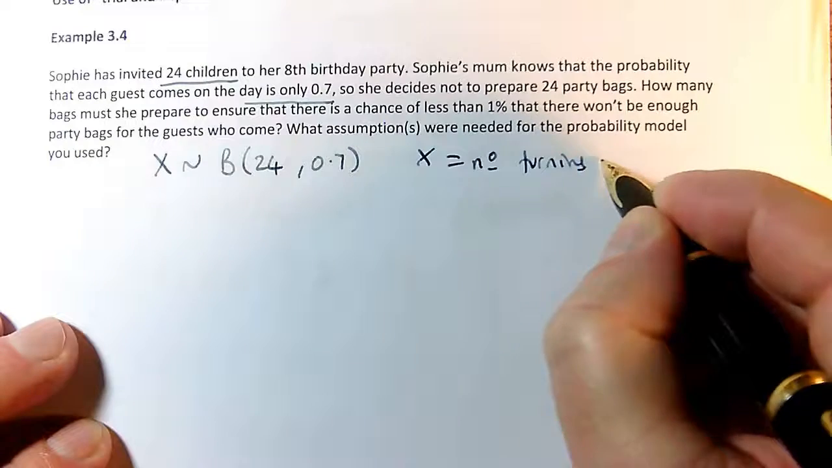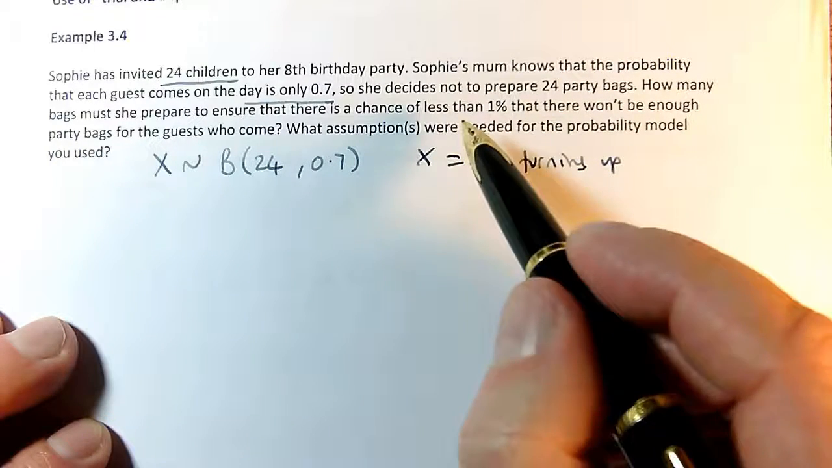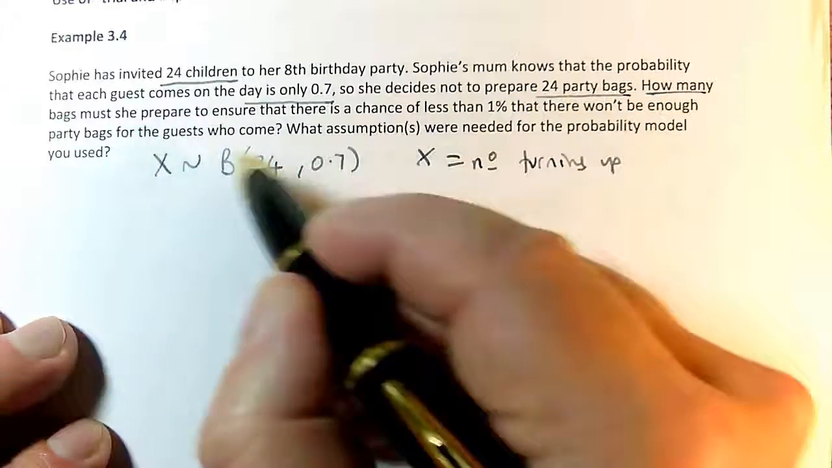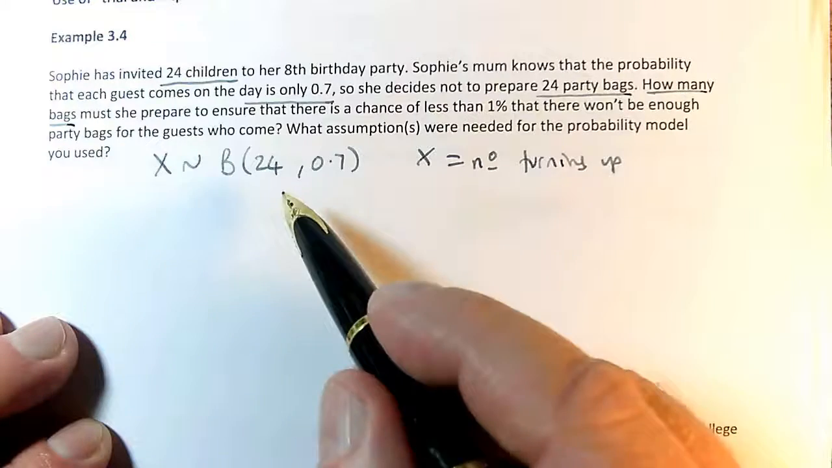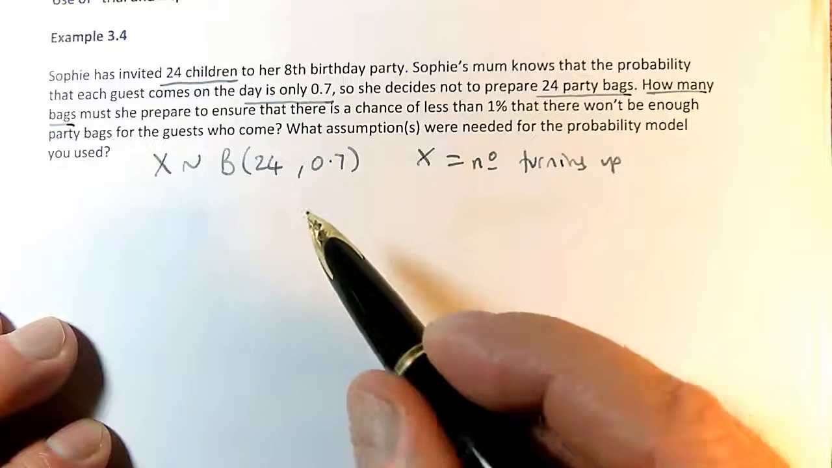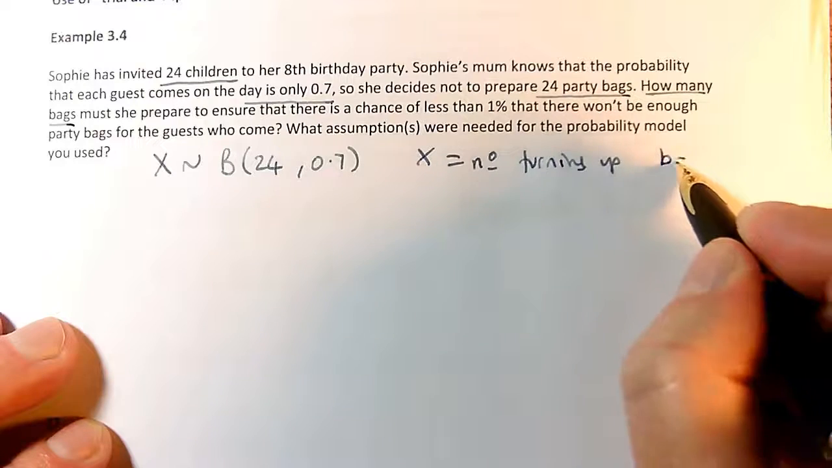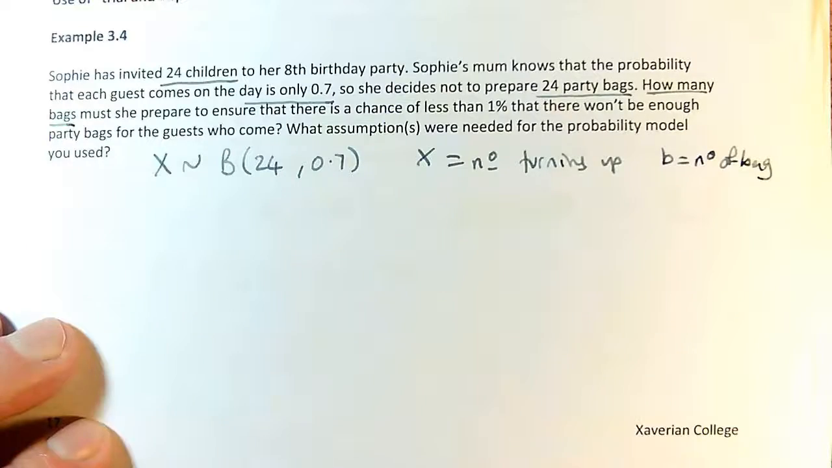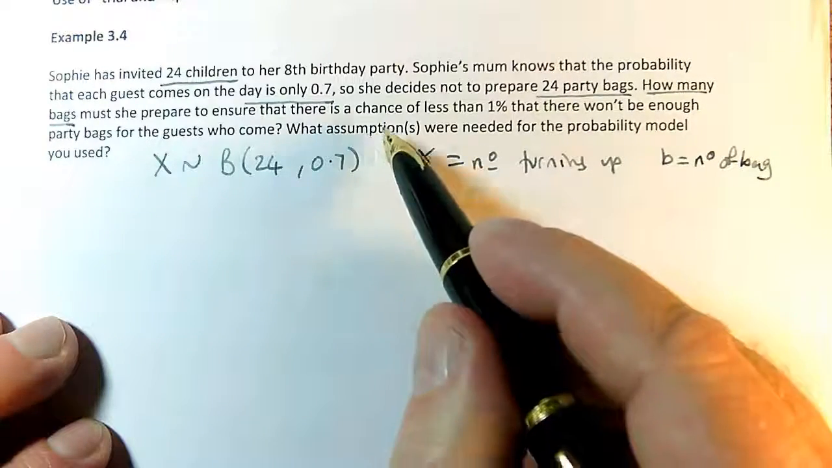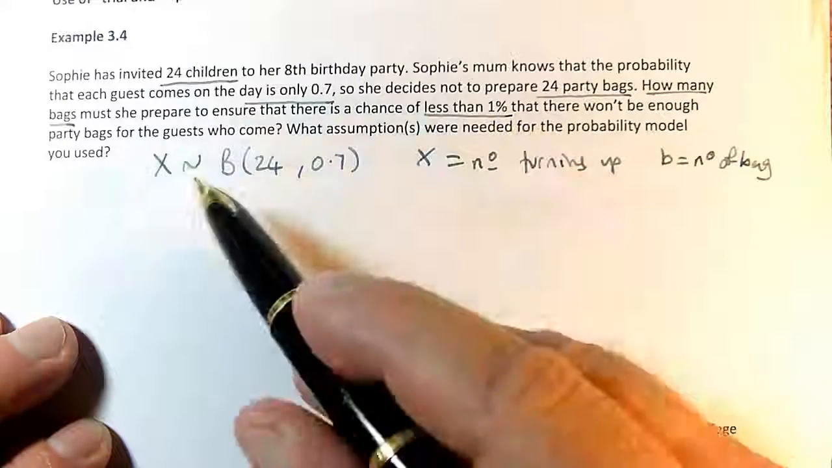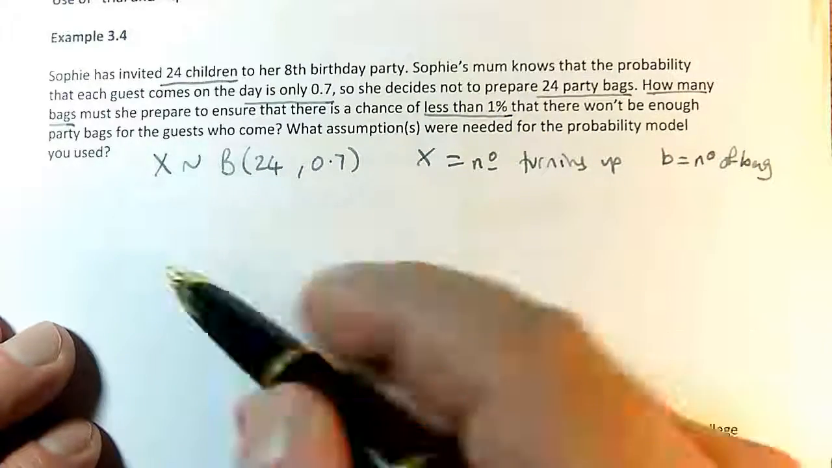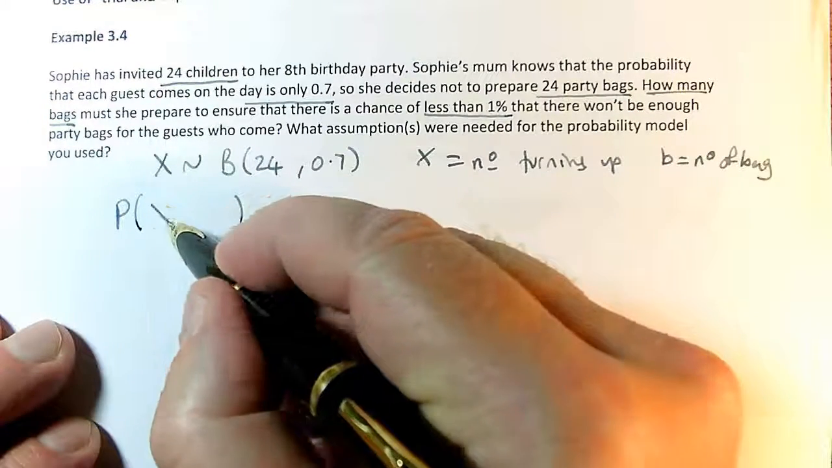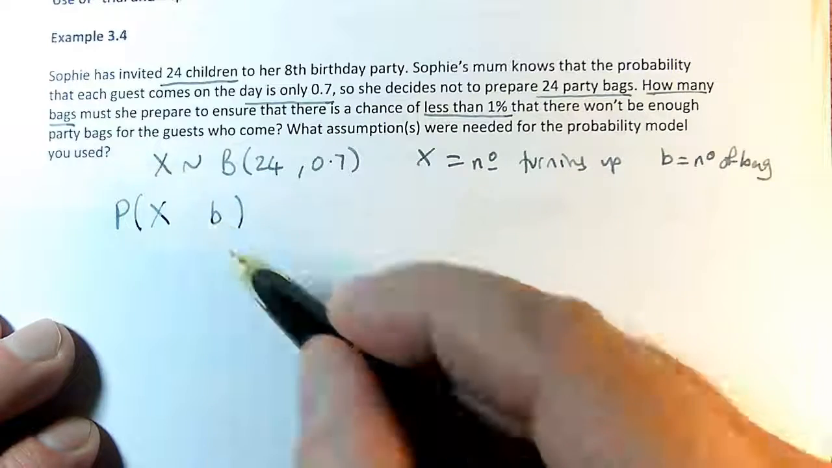Okay, what else have I got in the question? Well, she is not necessarily preparing 24 party bags. I need to know how many bags she does prepare. Okay, so still 24 guests, so this binomial is absolutely fine. But let's say B is the number of bags that she actually does bother to get ready. Then she needs the probability to be less than 1% that she'll get caught out and won't have enough bags. So there's a probability involved, which is to do with the number who turn up, which is x, and the number of bags that she's got, which is b.